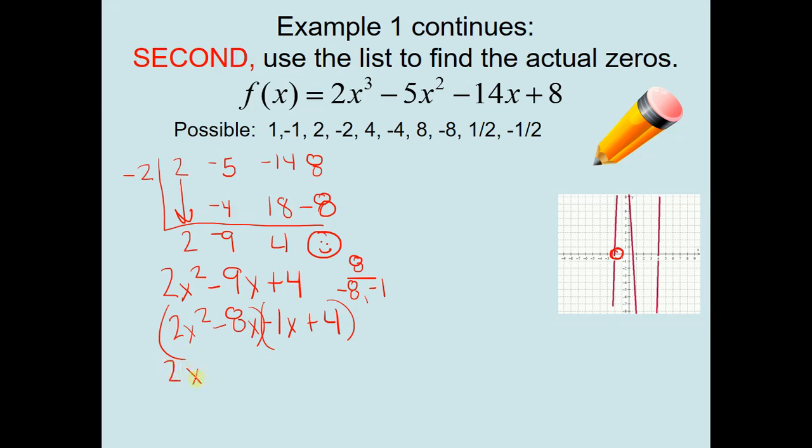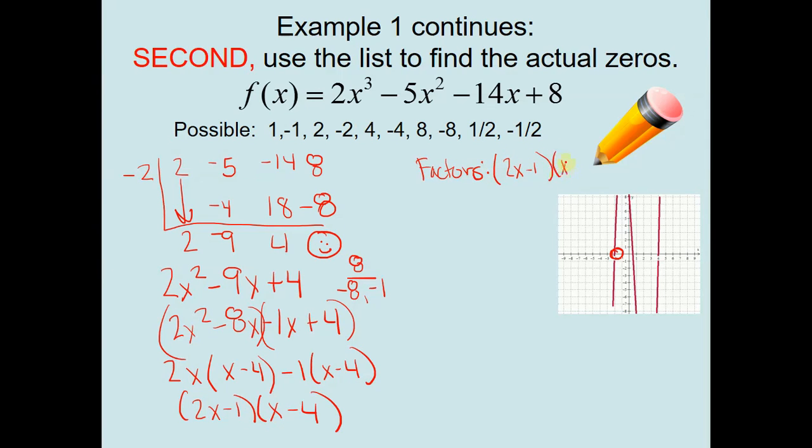And then do my grouping. So, looks like I have 2x, x minus 4, negative 1, so I can get x minus 4. So 2x minus 1, x minus 4. So let's actually list my factors and my zeros. My factors, those were 2x minus 1, x minus 4, and the final one, the one that I found at the beginning, x plus 2, because that's how a negative 2 would get you, right? And now my zeros are negative 2.